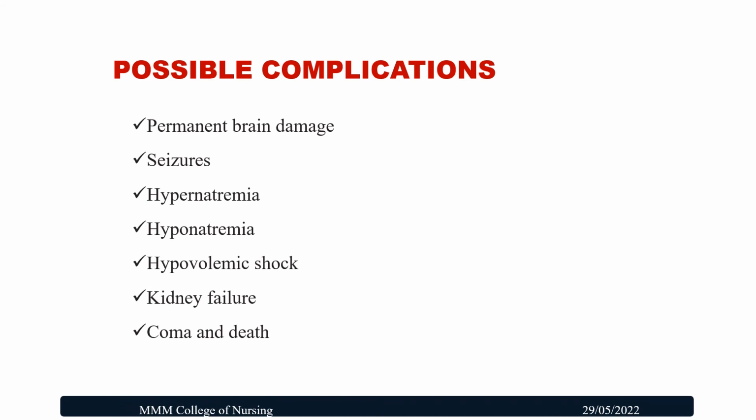Next, we can see about some of the possible complications in dehydration. Because of severe dehydration, brain damage can occur, seizure, hypernatremia, hyponatremia, hypovolemic shock, kidney failure because of the inadequate tissue perfusion, coma and death. These are the complications of dehydration in children.